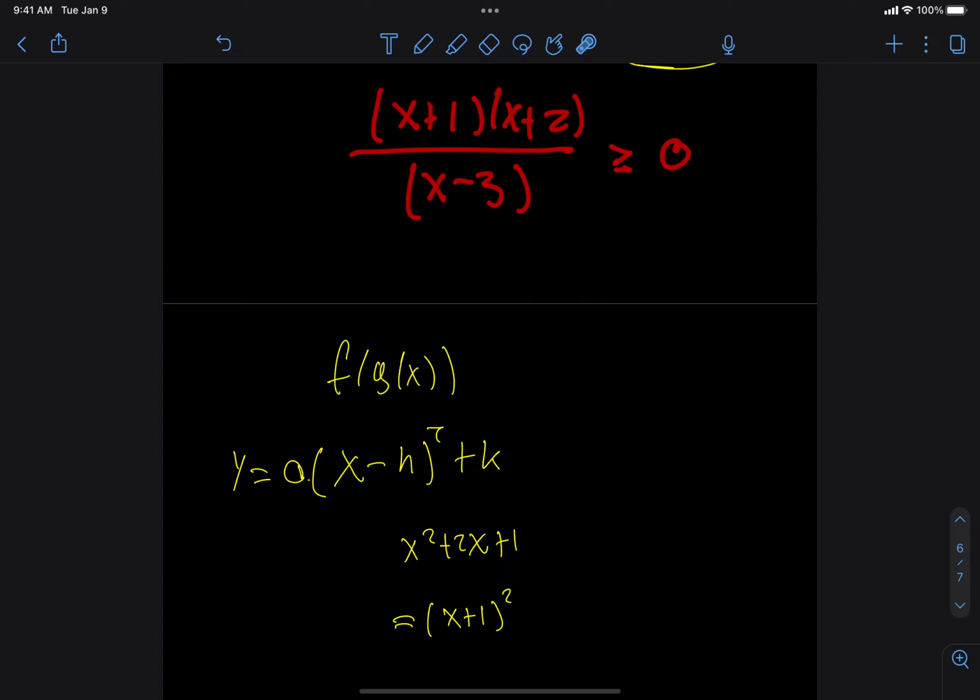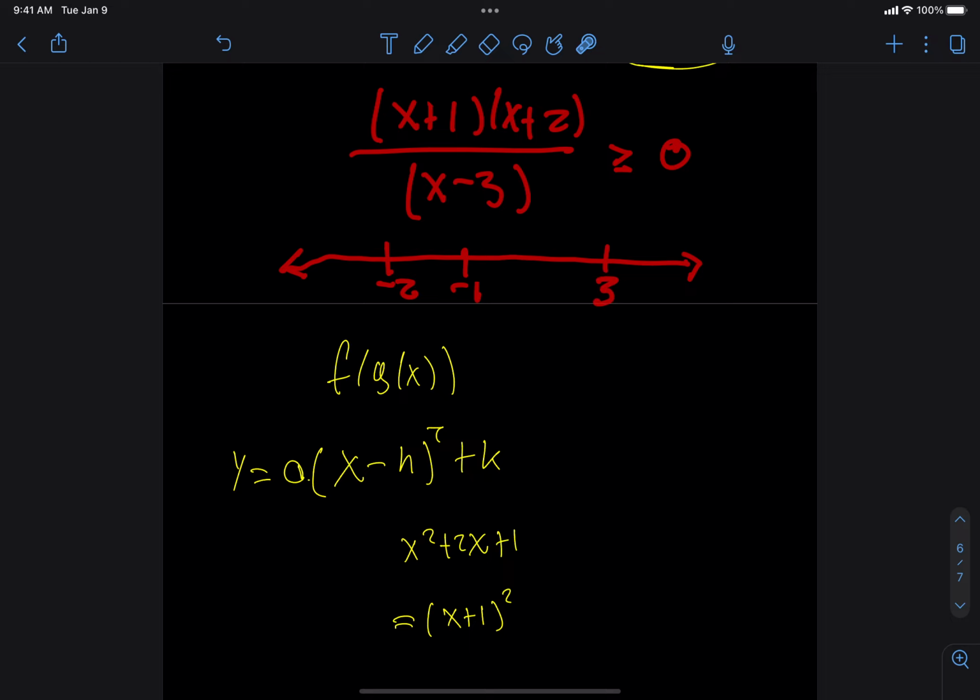Something like this. What was the tool that we used to do a rational inequality like this one? Can I just multiply both sides by x minus 3? I would lose some information that way. What do I have to do instead? Maybe this will jog your memory. Yeah, test point. There we go. I'm going to do the test point method.